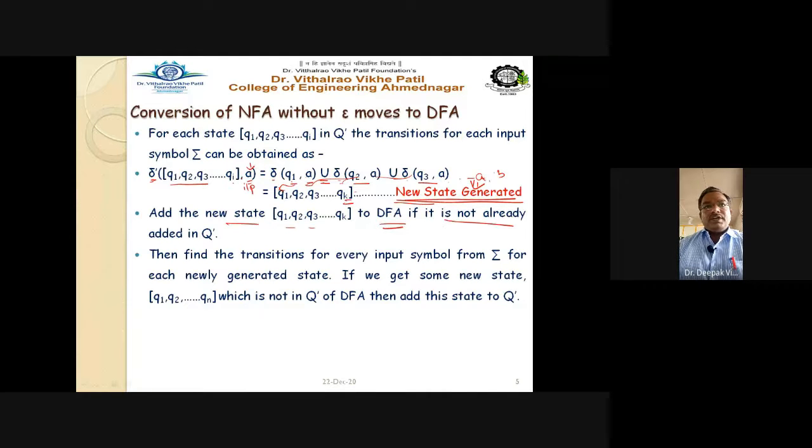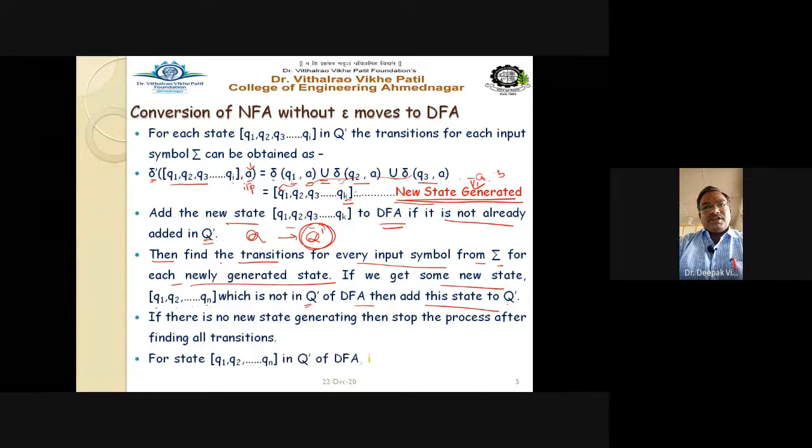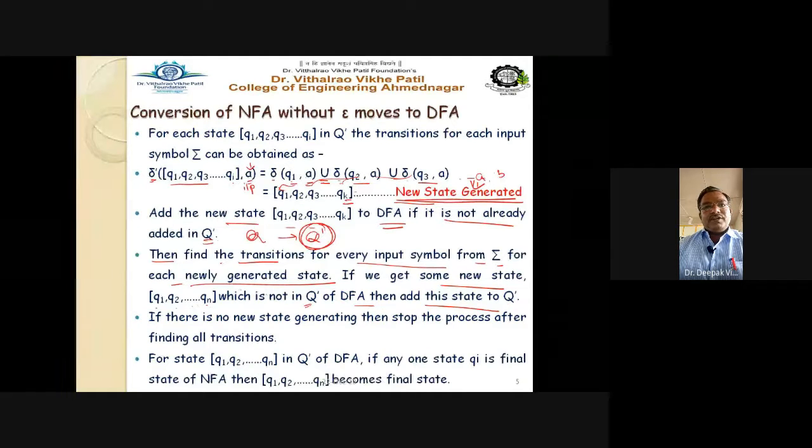If it is not already added in q dash, means we are now changing this q dash set of states, right? In case of our NFA we have q, but now we are changing it to q dash. Then find the transitions for every input symbol from sigma for each newly generated state. If we get some new state, that is q1 q2 dot dot dot qn, which is not in the set of states of the DFA, then add this state to q dash. So if no new state is generated, then stop the process after finding all transitions.